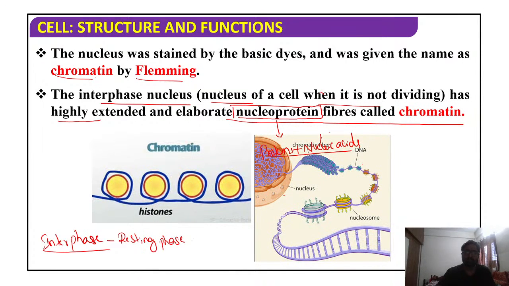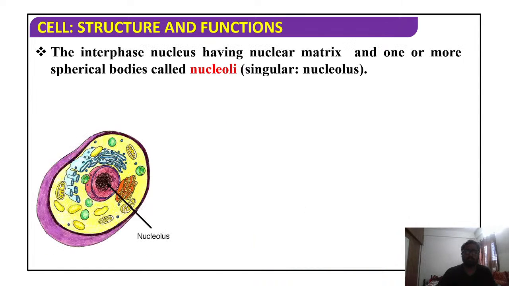You see, students, here the chromatin fibers, how they condense. From the nucleus you can see the chromatin fiber, DNA, and the nucleosome. Then it becomes condensed into chromosomes. Now students, the interphase nucleus has a nuclear matrix and one or more spherical bodies called nucleoli or nucleolus.